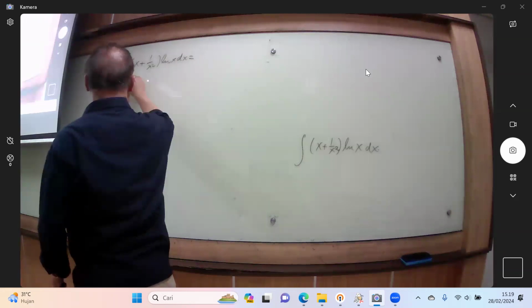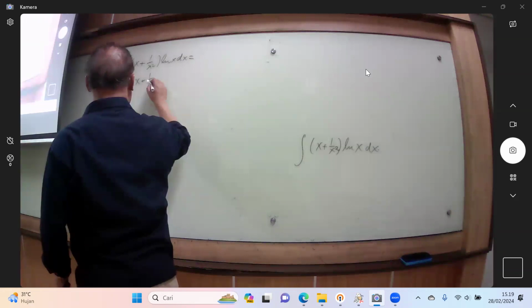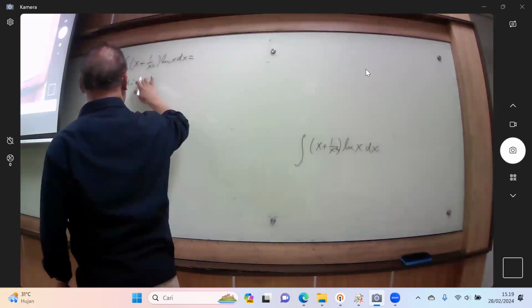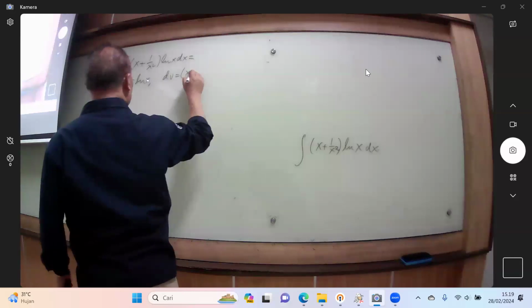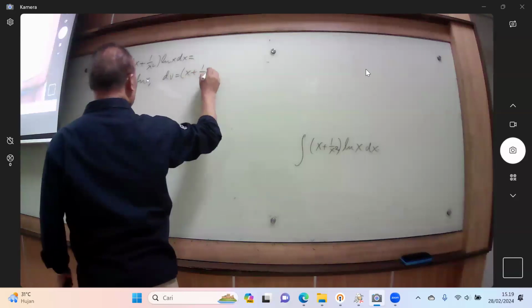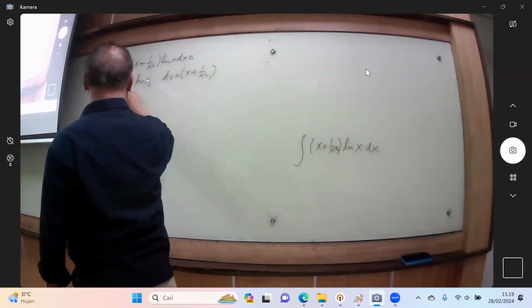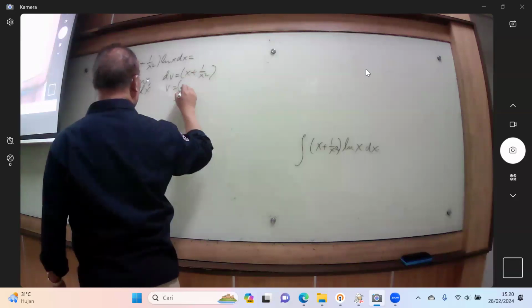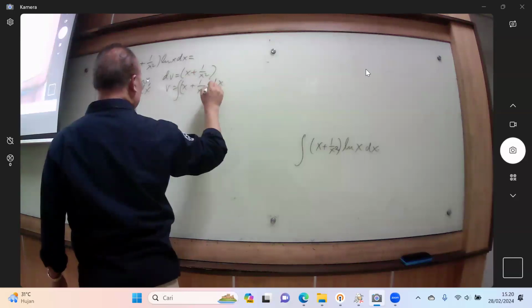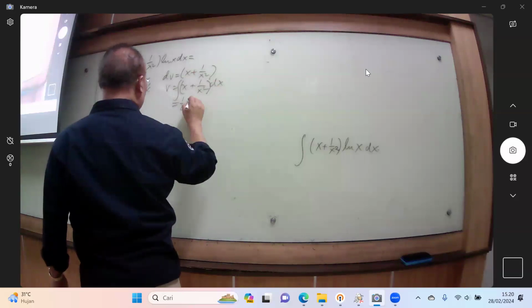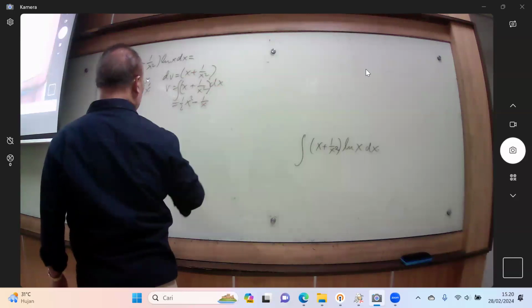Now take u as ln x, and dv is x plus 1 divided by x squared, so du is 1 divided by x dx, and v is the integral of x plus 1 divided by x squared dx, which is half x squared minus 1 divided by x. Yeah.